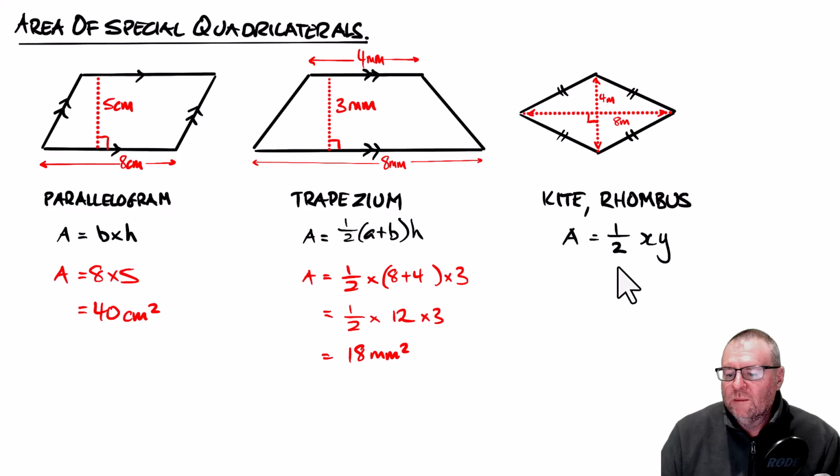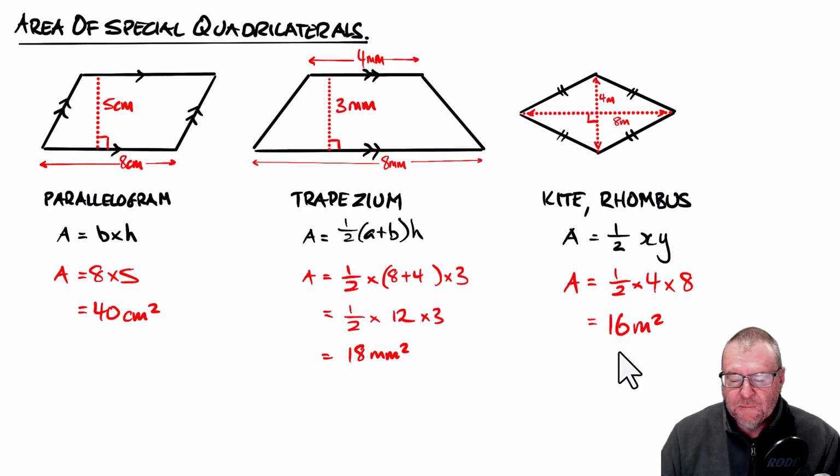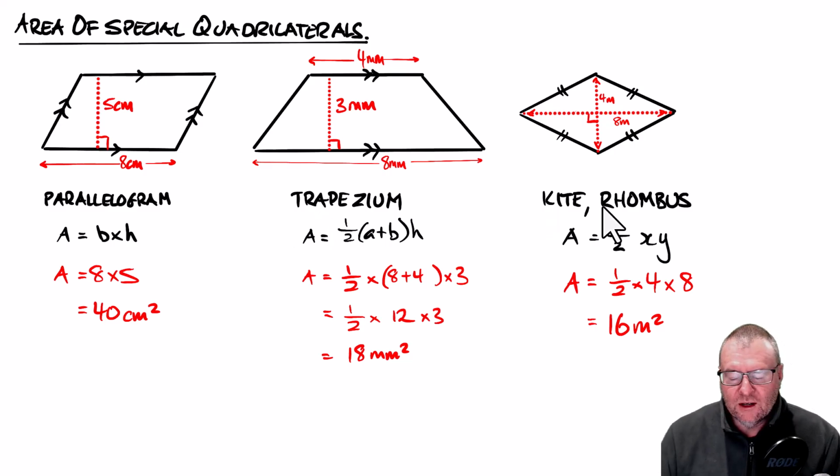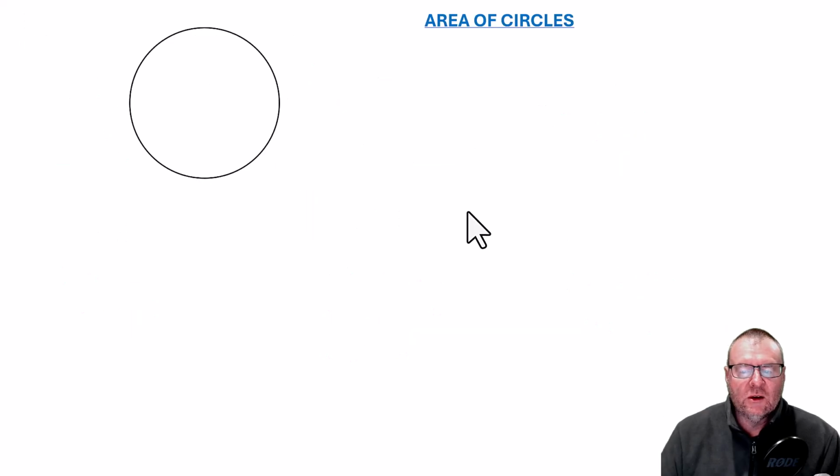And for a kite, we're multiplying half times x times y, which are the lengths of the diagonals. I've got a length of 4 and a length of 8. Straightforward, pop it into the formula, and I get 16 meters squared. All right, we've covered parallelograms, trapeziums, and kites and rhombuses. Let's move on lastly to the last shape we're going to look at, in this case, circles.